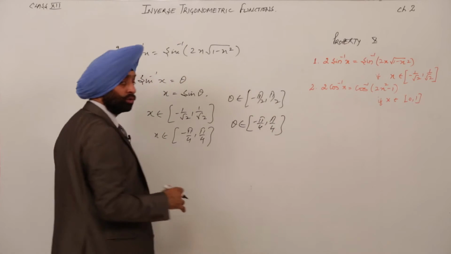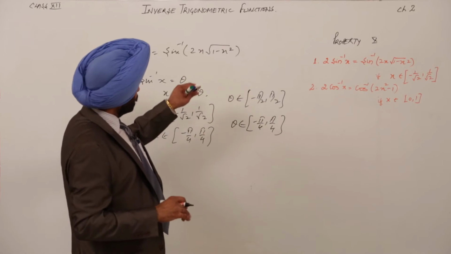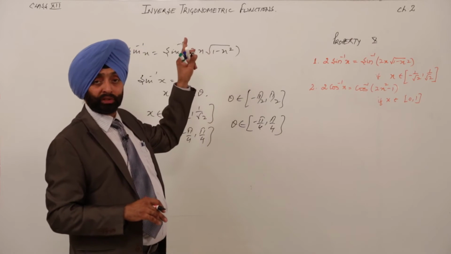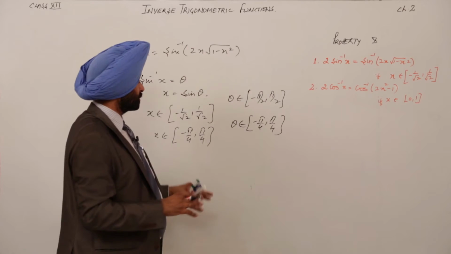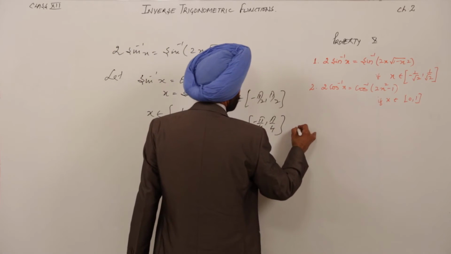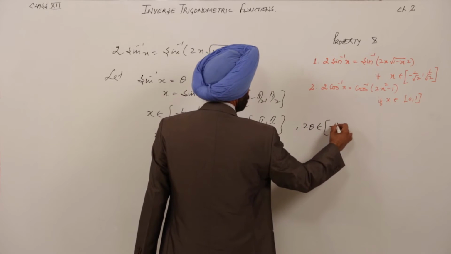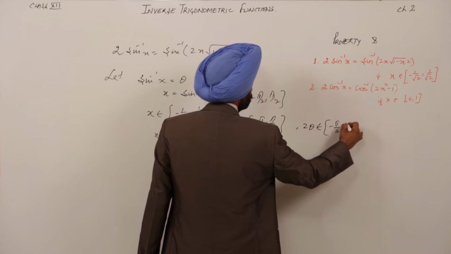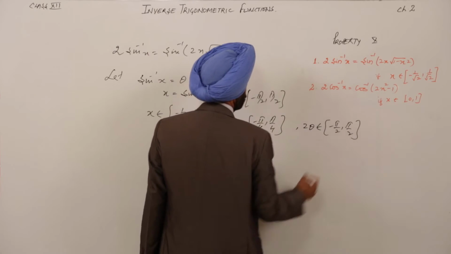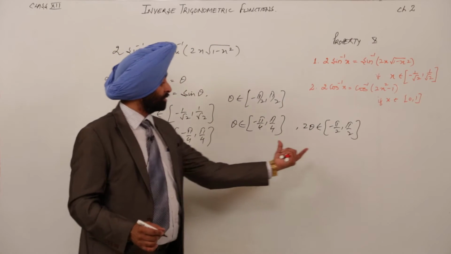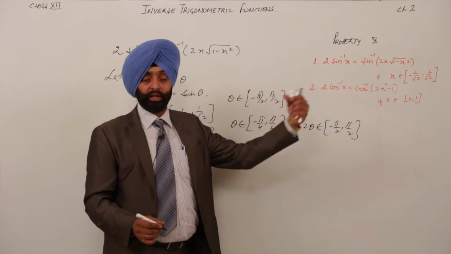And what about 2 theta? Because I am going to convert this into the simplest form with respect to 2 theta. So I am mentioning here that 2 theta belongs to minus pi by 2 to pi by 2, and basically this we can write when we are proving it at that time also.